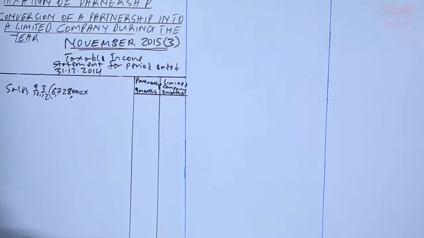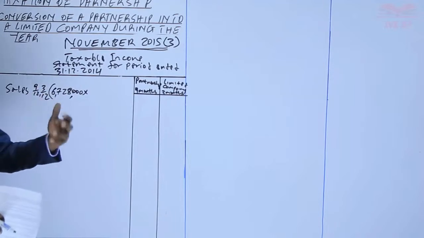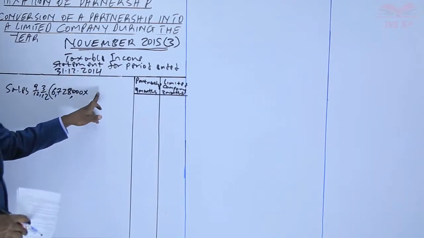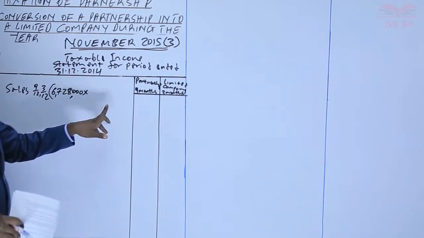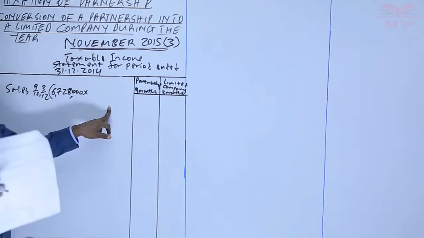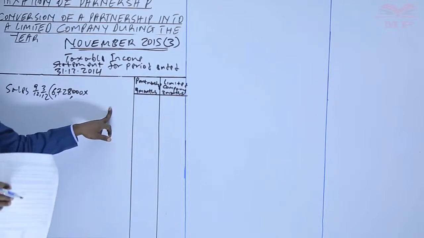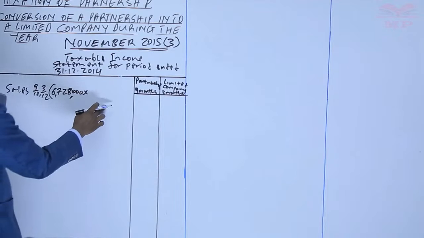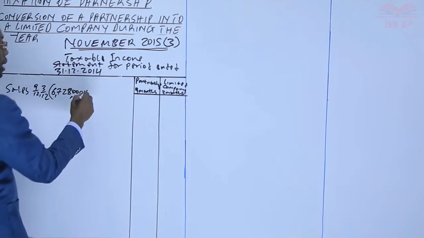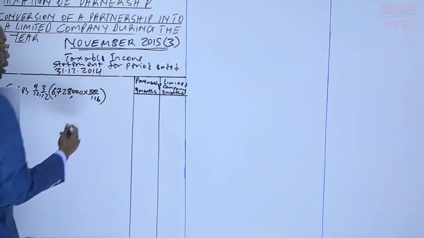Remember, when you're getting the taxable income, VAT should not be factored in anywhere. So if they have the VAT, we need to remove the VAT. We want to get the sales without VAT. So if this is 116%, we must get the 100. Take note that we are not interested in the VAT, the 16%. We want the cost without VAT, the 100. So if this is 116, 100 will be what? Cross multiply. It will mean that you multiply by 100 over 116.